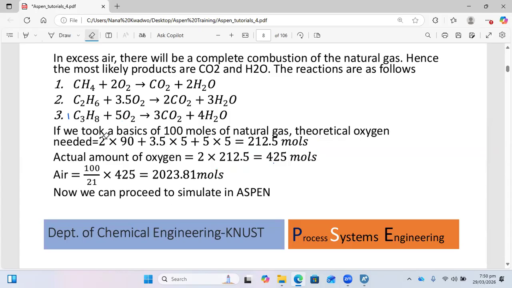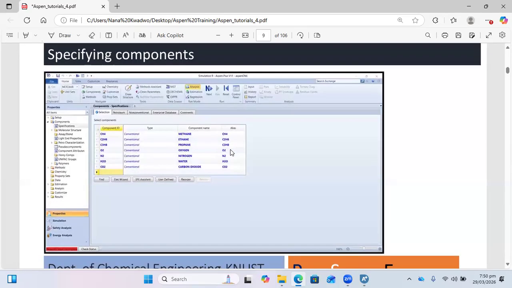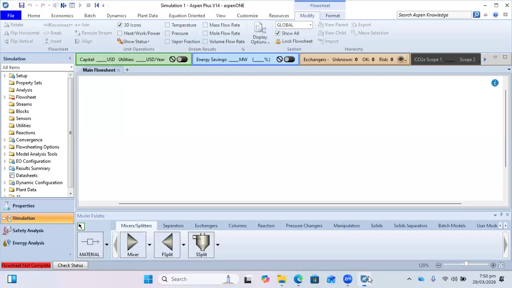Okay, so we can start something now. So we've already done our specifications. Let's try and put everything together. So we would have 2 streams that we are going to mix. We would have a stream for the natural gas and then a stream for the air. This would be our natural gas. We'll label it as NG. Then this would be our air.